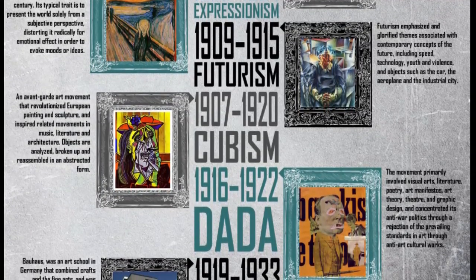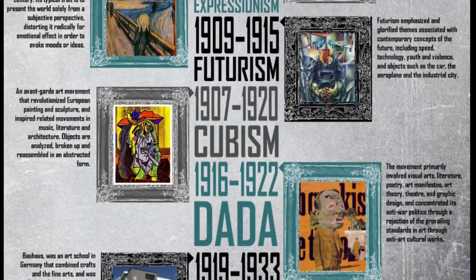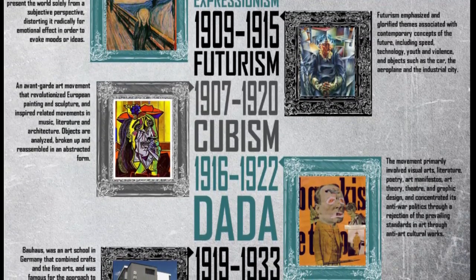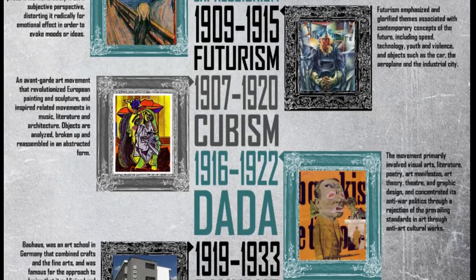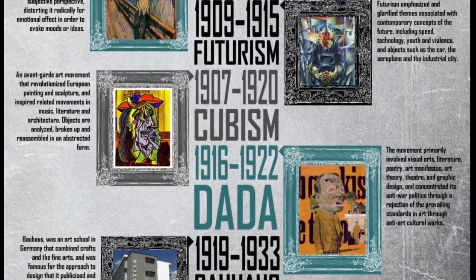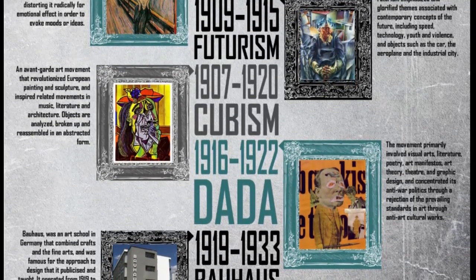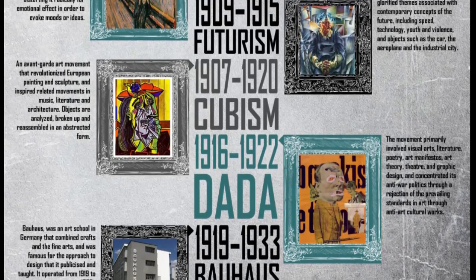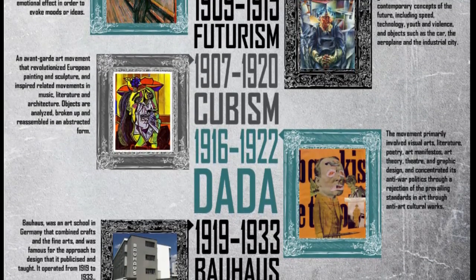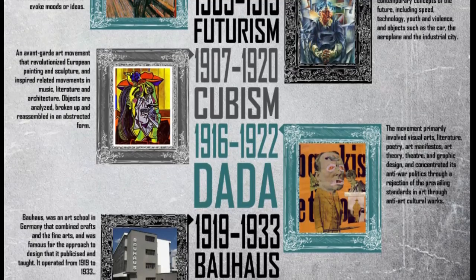1907 to 1920, Cubism, an avant-garde movement that revolutionised European painting and sculpture and inspired related movements in music, literature and architecture. Objects are analysed, broken up and reassembled in an abstracted form.